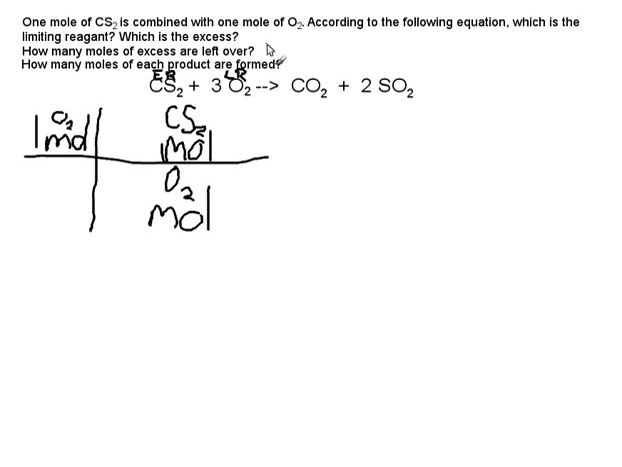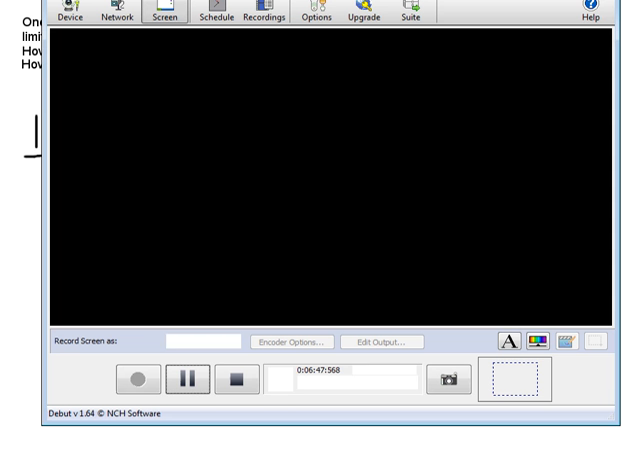Alright, so then we're going to refer back to our coefficients, and this is again understood 1. And so for oxygen, it is going to be 3. And for CS2, it is going to be 1.